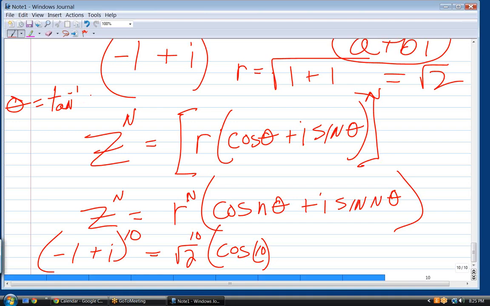Inverse tangent of... What's the coefficient? What's b? Oh, so it would be i over -1 then? Or? b is the coefficient of i. Okay, so 1 over -1? Since this is negative, plus pi. You with me? Yeah. What's the inverse tan of -1?